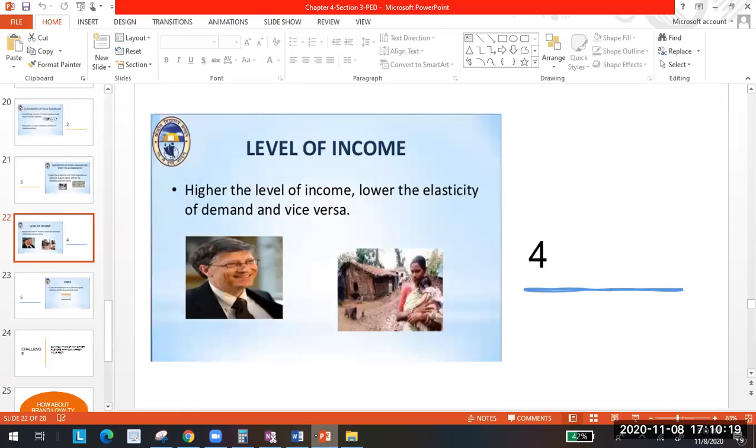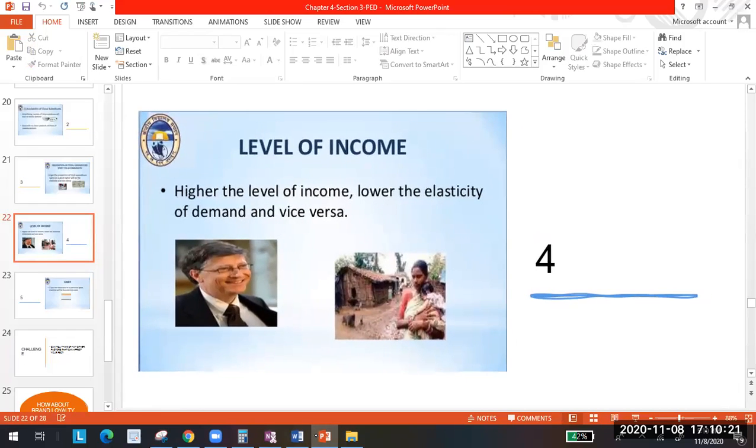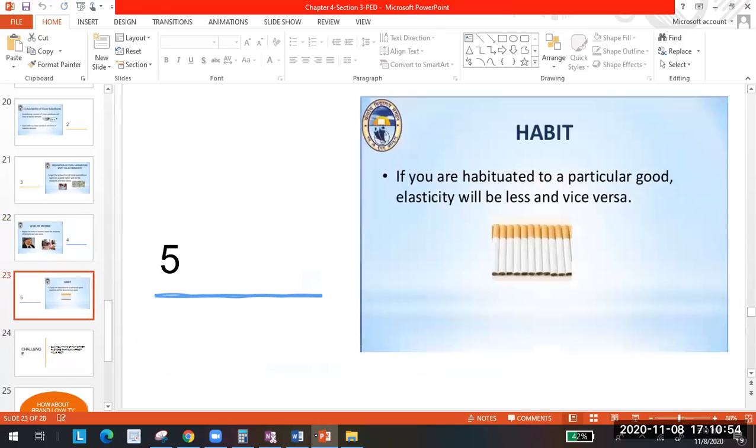You can see the example. Who is this man? Do you have any idea who is this man? That's Bill Gates, miss. Yes, very good. If the price of any product is increasing, will it really affect Bill Gates? No, because he has enough money, so he is not going to get affected, he can very well purchase. And can you see this woman? She's so poor. Will the change in price affect this woman? Of course, it will affect her, right? Yes, it will.